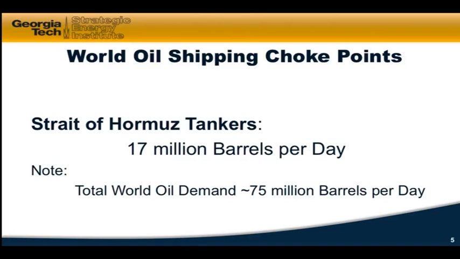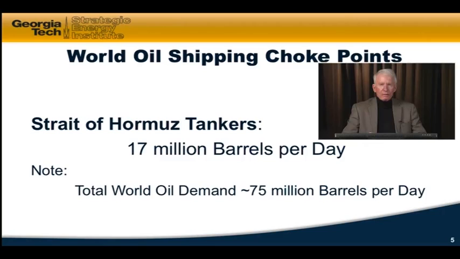But there's about 17 million barrels per day that is shipped through that strait, and that strait is bordered and basically controlled by Iran, is the one that dominates it, and United Arab Emirates has also got a small coast on it. But the strait is dominantly controlled by Iran. That concerns a lot of the security people.